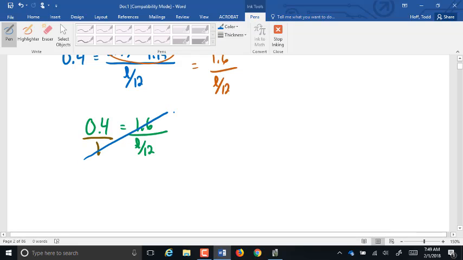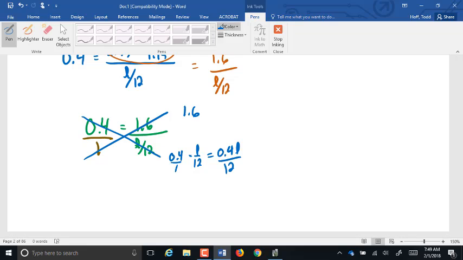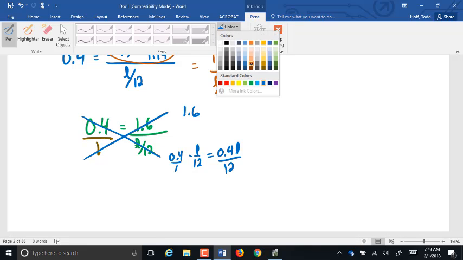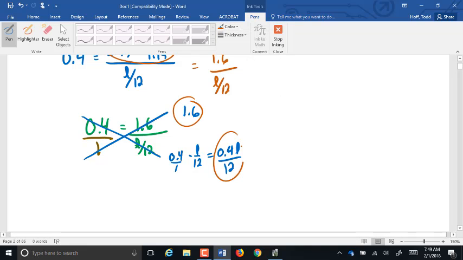Now we're going to cross multiply. 1 times 1.6 is 1.6. 0.4 times L over 12. Well, I'll make that 0.4 over 1. That makes it 0.4 L over 12. Now, these two have to be equal because it's a proportion. The cross products have to be equal. So 1.6 has to equal 0.4 L over 12.